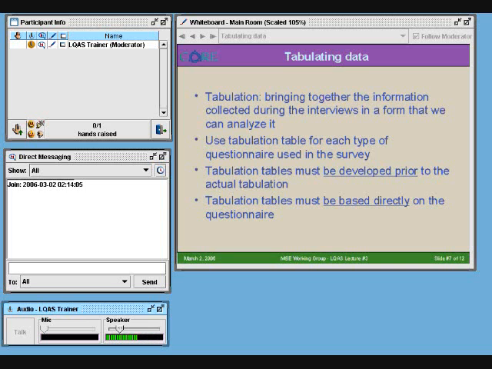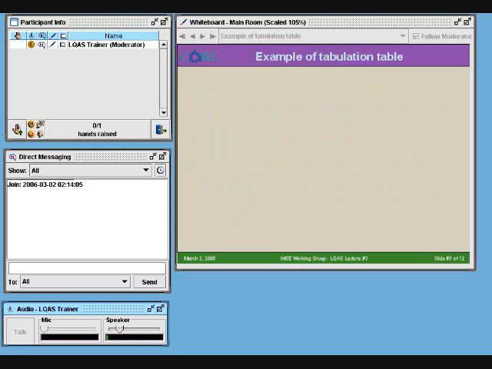It is also important to understand that tabulation tables must be developed based on the actual questionnaires used in the survey. That is, if we, for instance, have 3 survey questionnaires in the event that we are doing parallel sampling. Let's say one survey questionnaire for mothers with children 0 to 11 months, another survey questionnaire for mothers with children 12 to 23 months, and a third one for women of reproductive age. Then we should have 3 tabulation tables, one for each type of questionnaire.